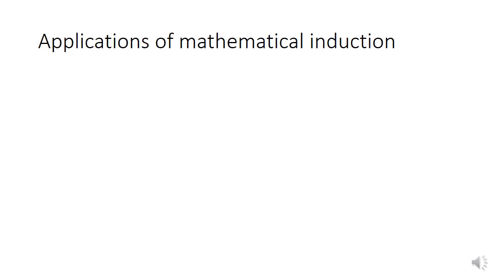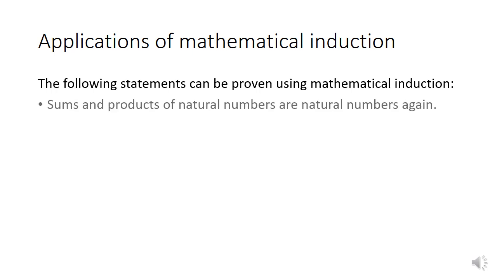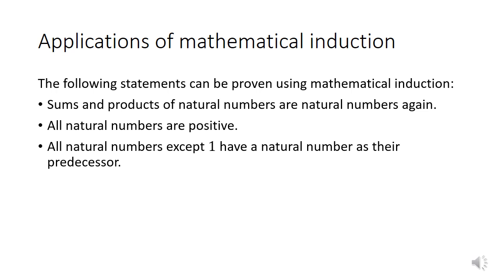Many statements about natural numbers can be proven using mathematical induction. In some cases, if more than one variable is involved, a nested induction must be used. Here are some examples that are not difficult to prove. Sums and products of natural numbers are natural numbers again. All natural numbers are positive. All natural numbers except one have a natural number as their predecessor.